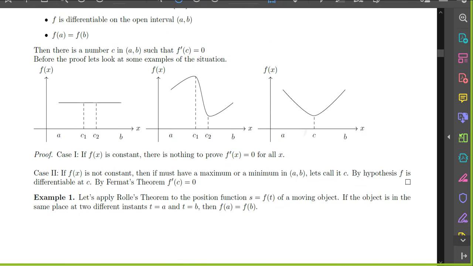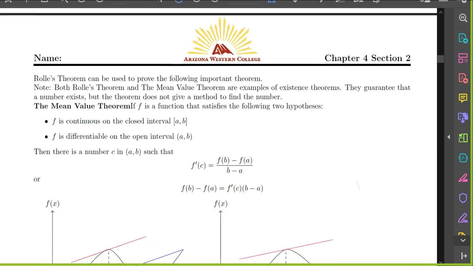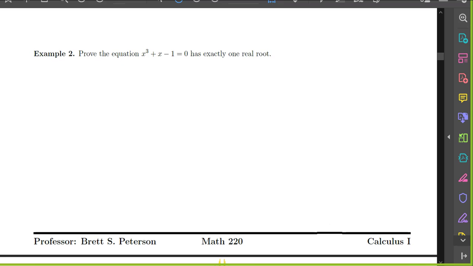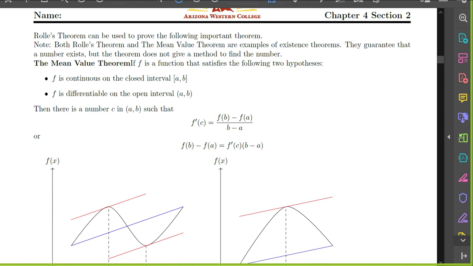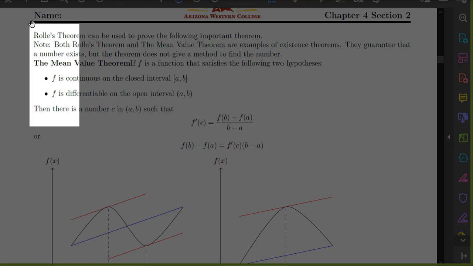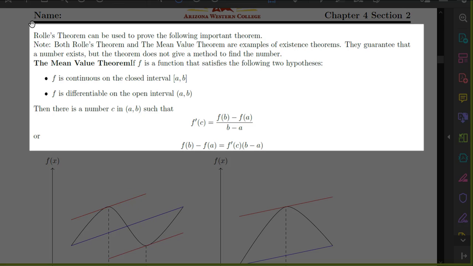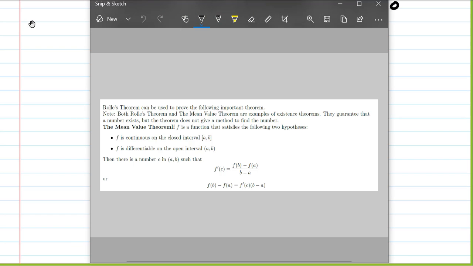All right. So now we are ready for Rolle's theorem's extension, which is called the mean value theorem.